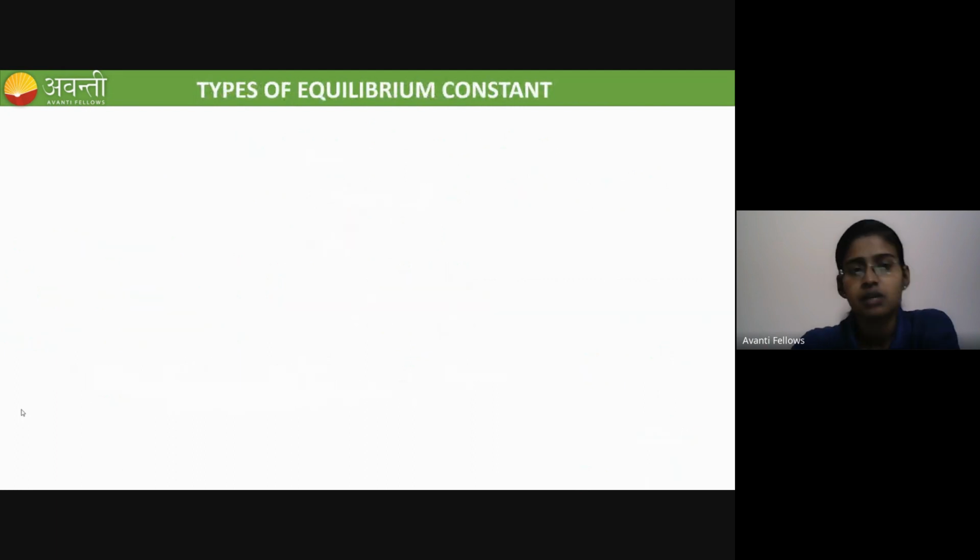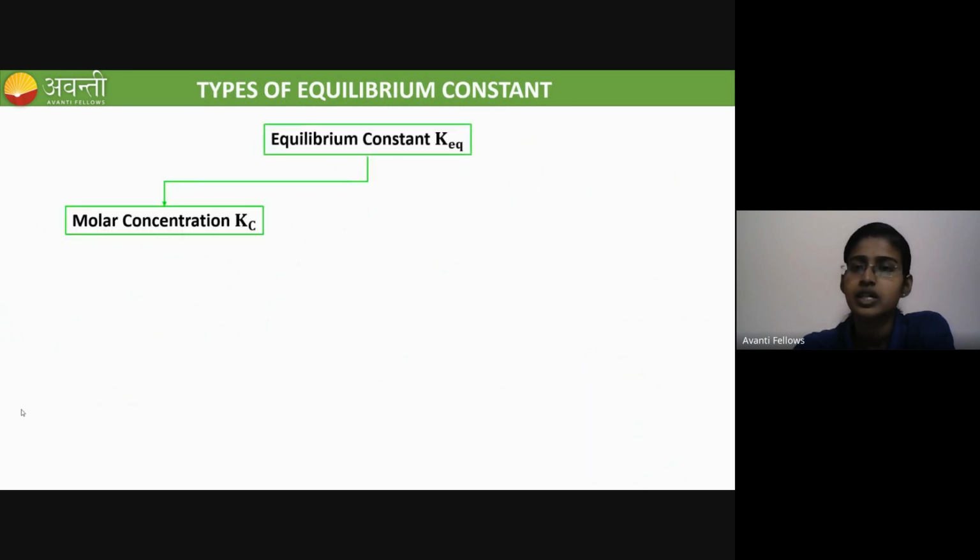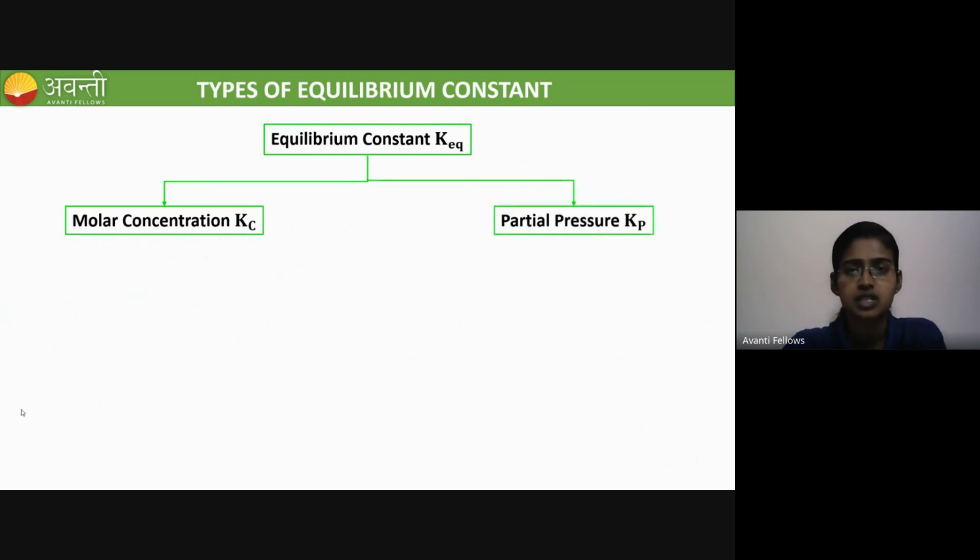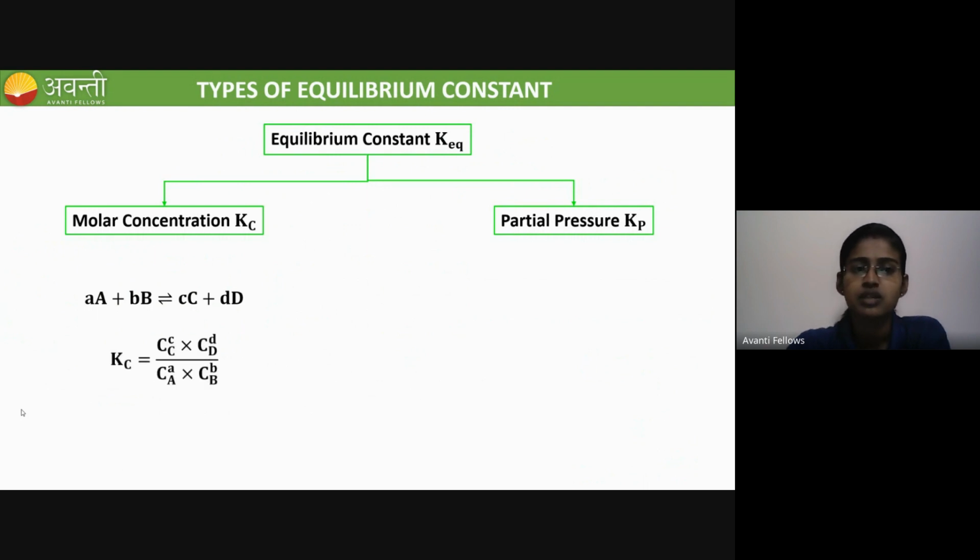Coming to the types of equilibrium constant, we have two types as I have already told you. In terms of molar concentration, it is Kc, and in terms of partial pressure, it is called Kp. Now for the reaction aA plus bB giving cC and dD, if I have to write Kc, I write the concentration of C raised to its stoichiometric coefficient c, into the concentration of D raised to its stoichiometric coefficient d, and for A and B also the same thing. Capital C denotes the concentration.